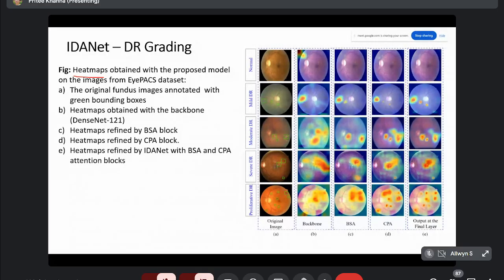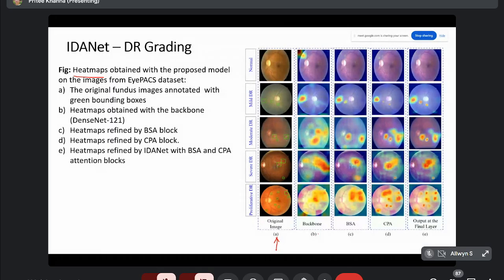Here you can see the original fundus image in the first column, and we made boxes here. Sometimes you are not able to quickly understand what is there in this box, right? These boxes are not used to show the abnormalities which we want to predict. Here you can see normal, mild DR, moderate DR, severe DR, proliferative DR. Again, our problem is the mild DR, which is very difficult to identify.